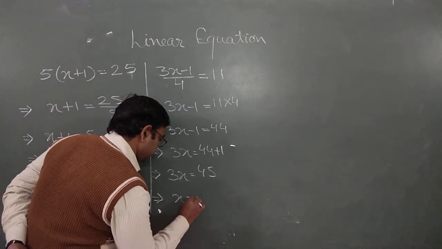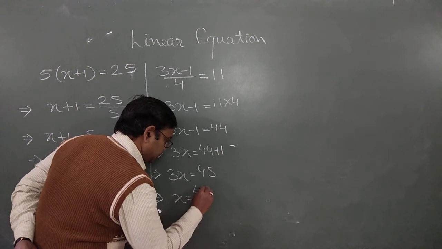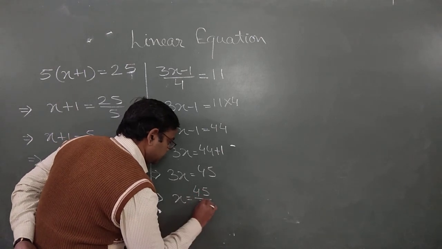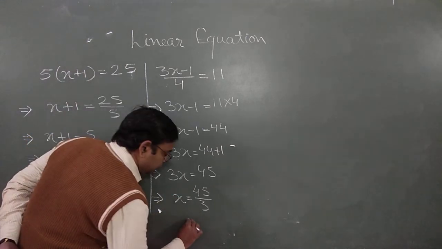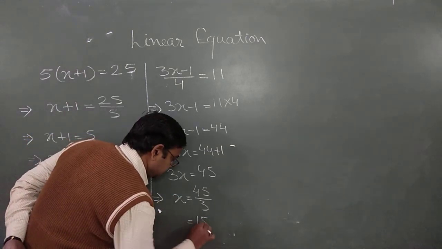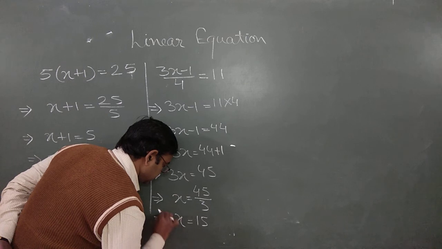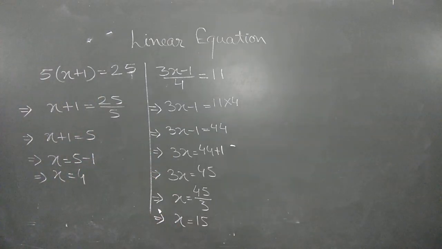Now simplify it. x equals 45 upon 3. When we divide 45 by 3, what do we have? We have 15 as an answer. Hope this is clear to you. Now x equals 15. Now move to the next question.